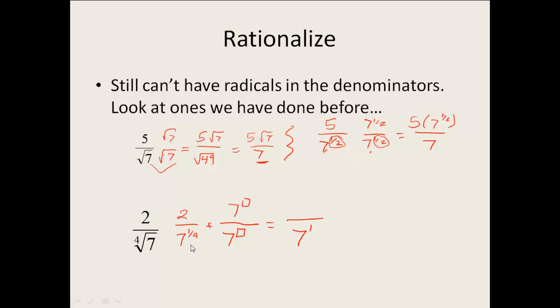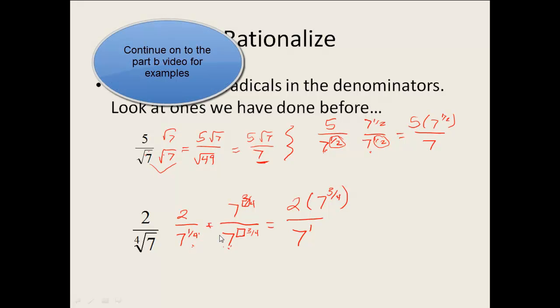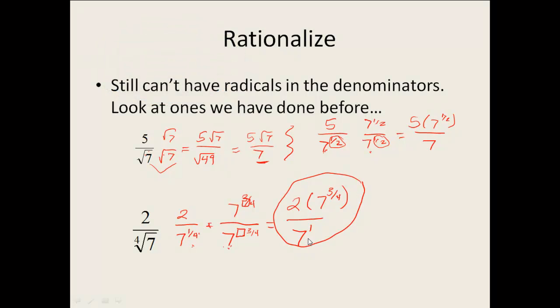Well, you have to think about when I multiply numbers together with exponents, I add their exponents. So you have to ask yourself, 1/4 plus what will give me 1? Well, that's a 3/4. So my exponent is 3/4. So I need to multiply the top and the bottom by 7 to the 3/4. When I do that on the top, I'm just going to have 2 and then 7 to the 3/4 power. On the bottom, 7 to the 1/4 times 7 to the 3/4 gives me 7 to the 1st. So I no longer have that radical in the denominator. I just have a 7.